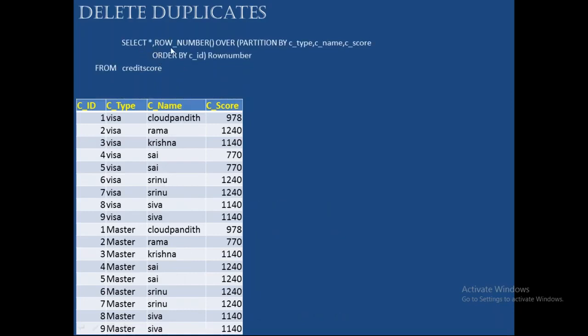Select star comma row number over partition by C type, C name, C score, order by C underscore ID. When you do this partition by, a lot of groups will be created. But other groups will have only a 1-1 record, because all these are 1-1 records. But if you look here, Visa Sai 770, there will be two records.